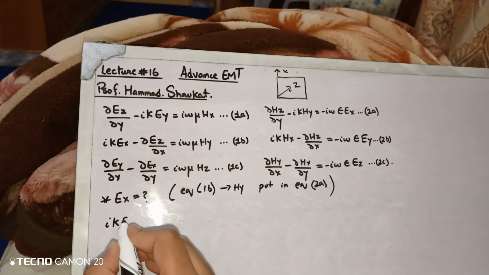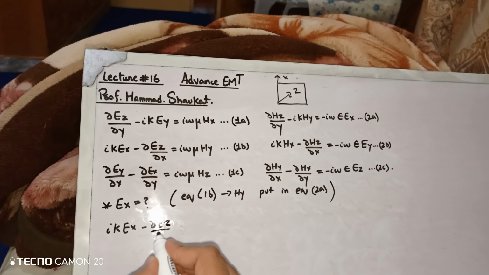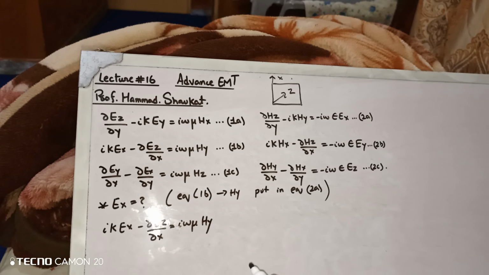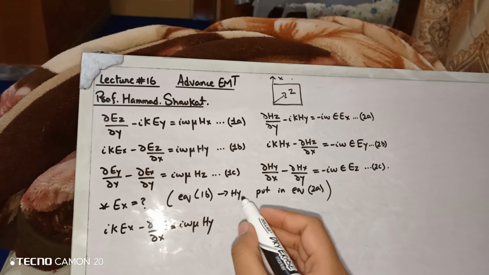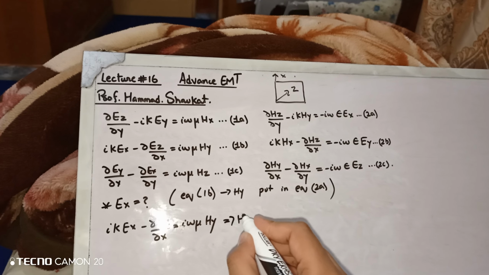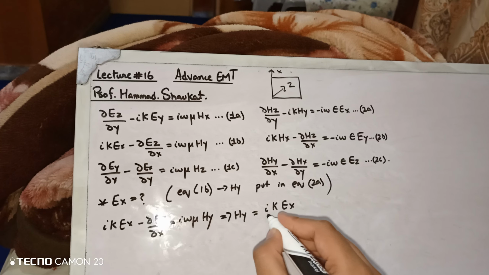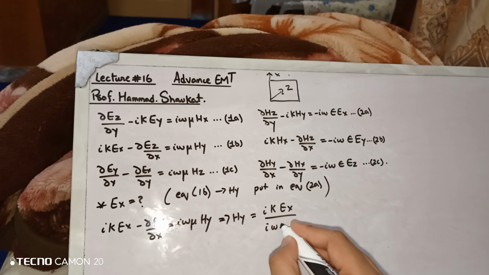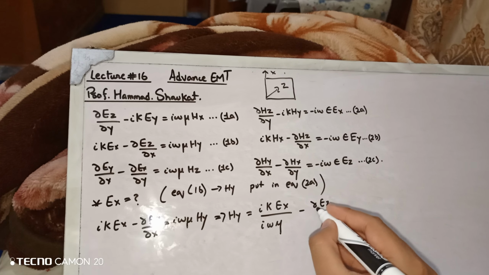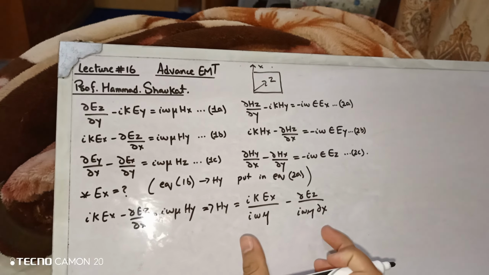ikEx minus ∂Ez/∂x equals iωμHy. We have to find Hy from this equation. Just divide this term to the other side. So Hy becomes equal to ikEx divided by iωμ, minus ∂Ez/∂x divided by iωμ. We have successfully found Hy.